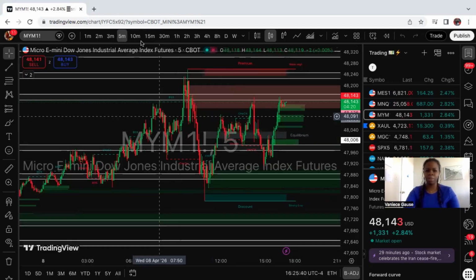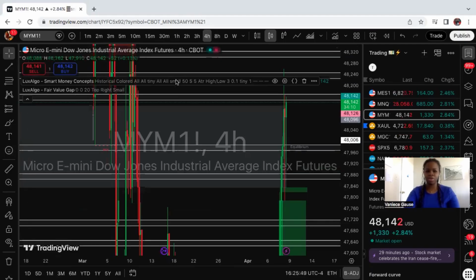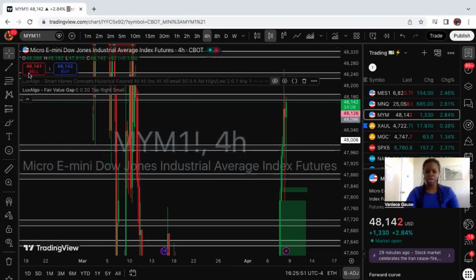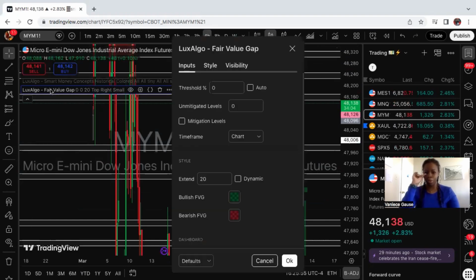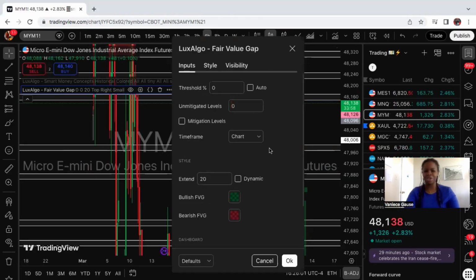So, for example, if we go to the 4 hour chart, you'll see it more prominently. I'm just going to have it on the chart for you guys. This is one of the indicators that I love using. This indicator is Lux Algo Fair Value Gap. These are the settings that I use for this indicator, so feel free to use that.